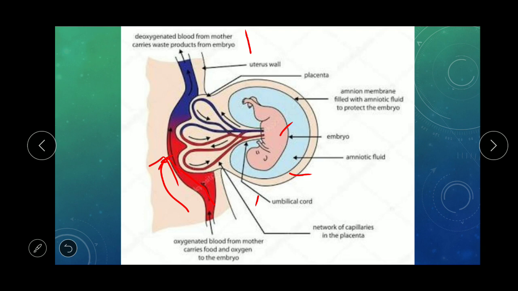So here you can see this is the placenta. Here this part is the placenta. These are the veins and the arteries of the placenta, and they will supply blood to the developing fetus.